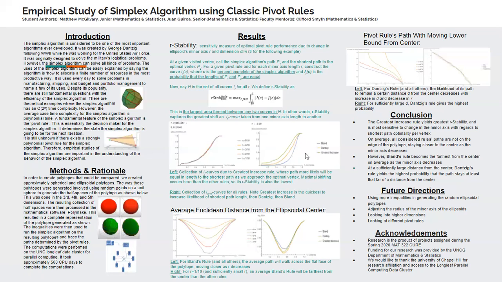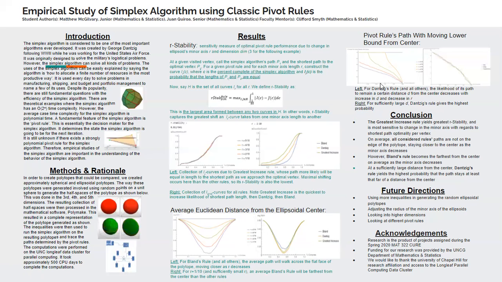Onto the average Euclidean distance from the ellipsoidal center. To the left, we have Bland's rule, and all others follow the same dynamics. The average path will walk across the flat face of the polytope, moving closer as R decreases. To the right, for R equaling 1/10, and for any sufficiently small R really, an average Bland's rule will be farthest from the center of all the rules, denoted by the blue curve.